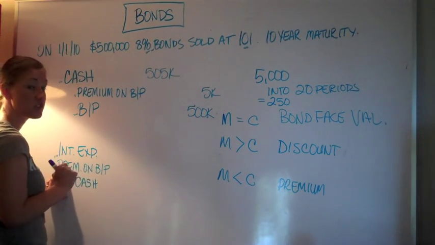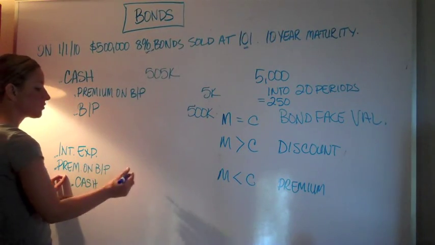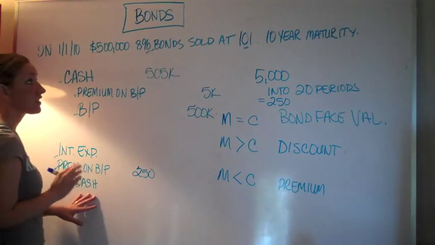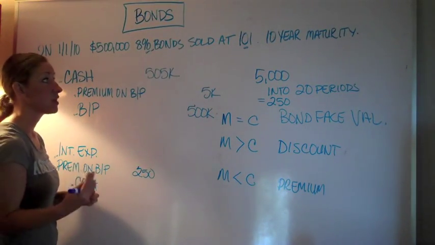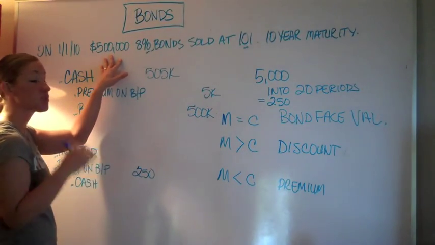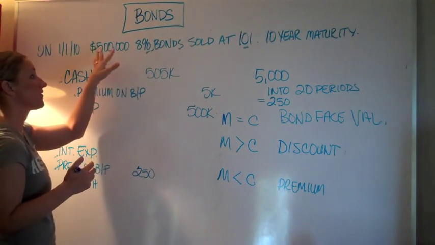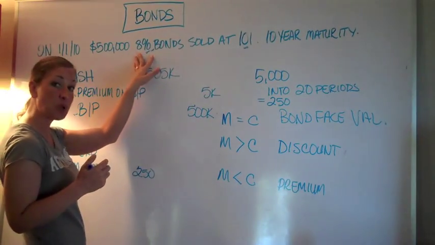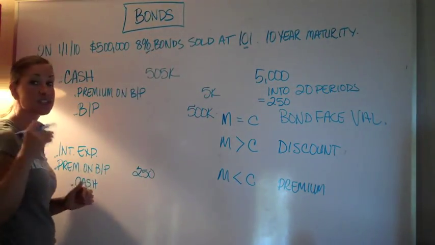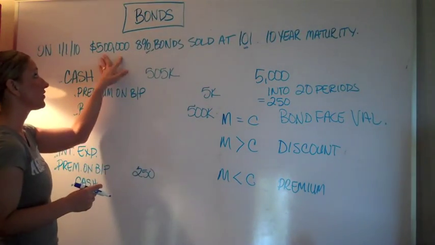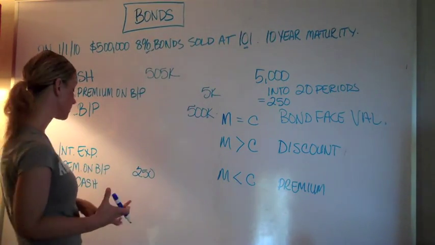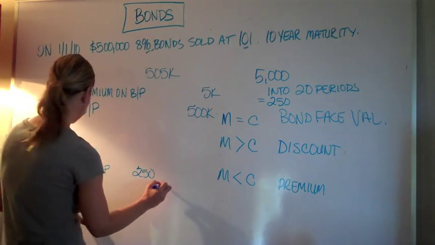And we don't know what our interest expense is going to be yet, but our premium on the bonds payable is $250. The cash amount is what our interest payments are going to be. If you remember, we're going to pay the face value. In order to calculate the interest payment, we're going to pay the face value times the coupon rate. So 500,000 times the 8% divided by 2, or 500,000 times 4%, which is half of the annual interest rate, is going to give us $20,000.